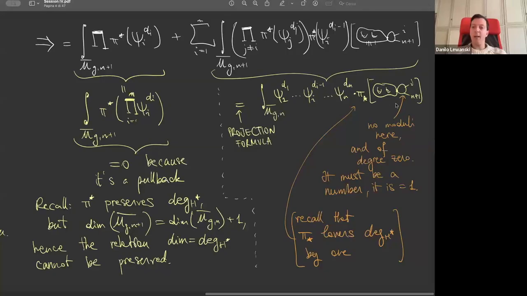This becomes the fundamental class of M_g,n bar. So this is now 1, so you can forget about it. And forgetting about it, you got exactly the right thing. And you're still summing over I, and you have your answer.